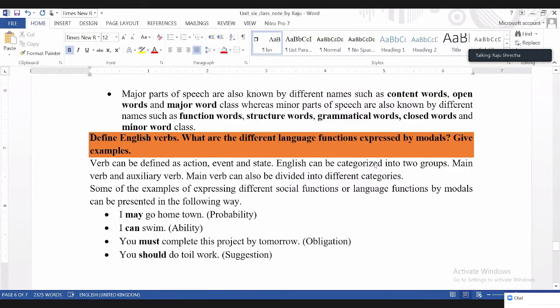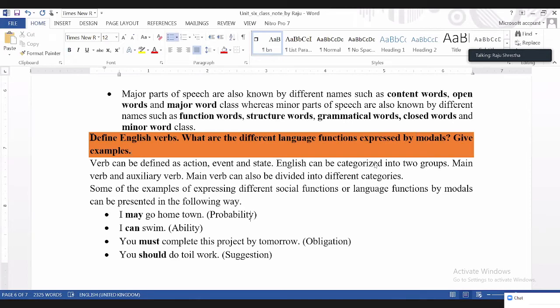Define English verbs. What are the different language functions expressed by modals? Modals are what? Modals are modal auxiliary verbs. We have main verb and auxiliary verb. Under auxiliary verb also we have primary auxiliary verbs and modal auxiliary verbs. In modal auxiliary verbs also we have may, might, can, could, shall, should, will, would, must. These are the modals or modal auxiliary verbs.